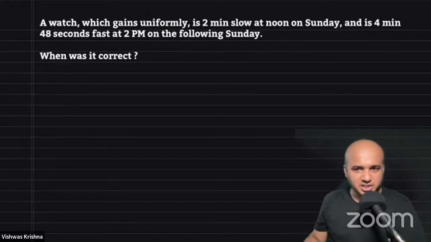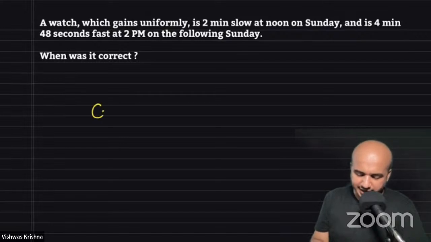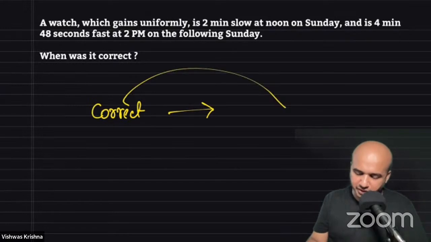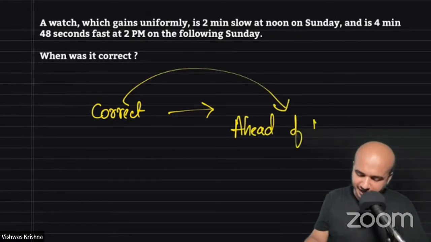Let us look at the facts which are given. First of all, a watch which gains uniformly. That means if the watch is showing the correct time now, it will gain time. That means at some point of time, it will be ahead of real time. That is the meaning of the sentence.